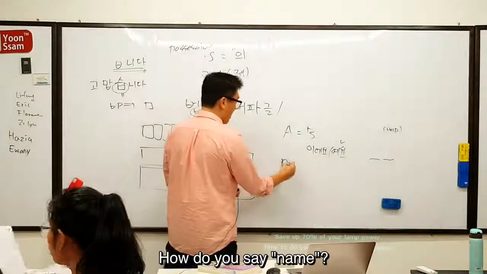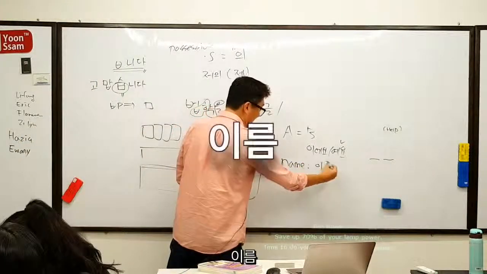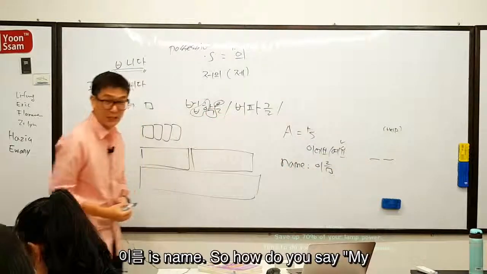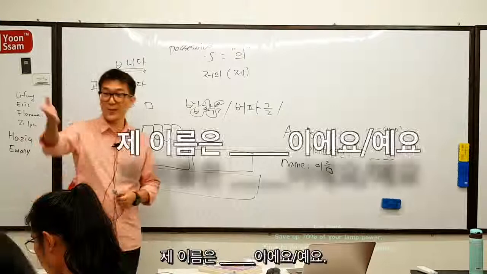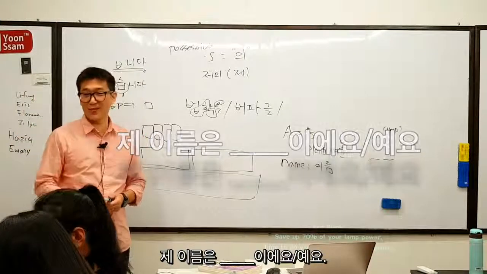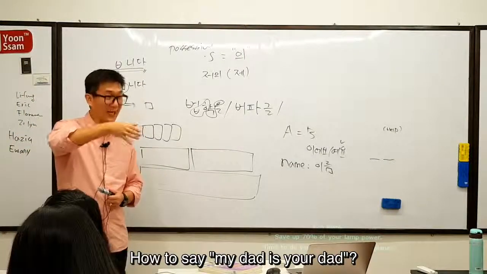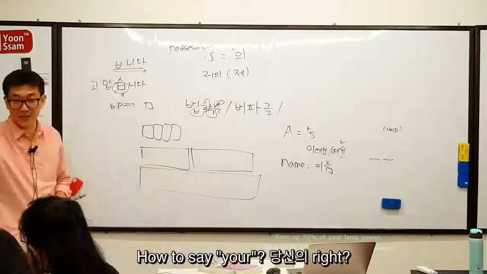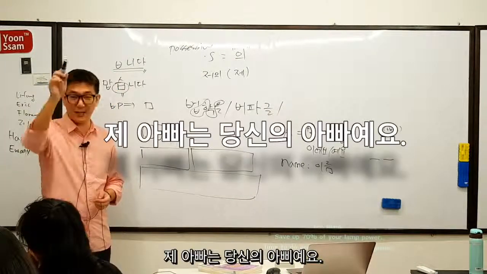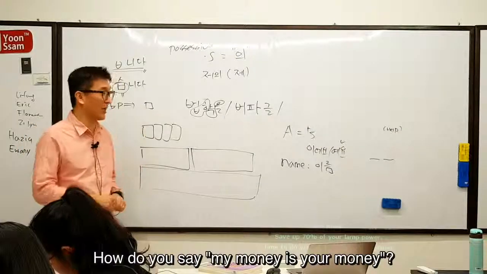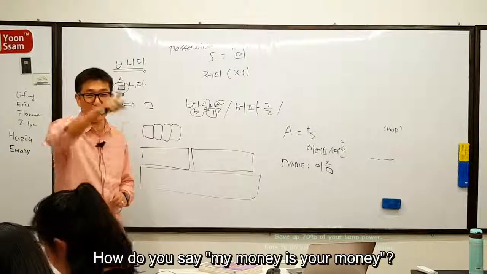How do you say name? 이름. 이름 is name. So how do you say my name is? 제 이름은 민지예요. How to say my dad is your dad? How to say your? 당신의, right? 제 아빠는 당신의 아빠예요.